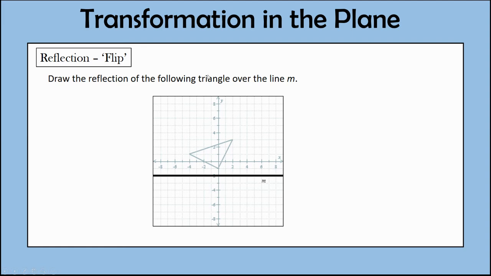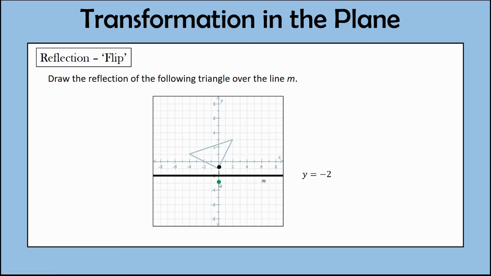Draw the reflection of the following triangle over the line M. So now they're giving us a line that's not the X or the Y axis. Okay. This horizontal line is the line Y equals -2. Okay, it's going through the y-axis at -2. We do the reflection the exact same way. Okay, so let's start with this point. This point is 1 unit away from this line. So go 1 unit below it, and there's my new point.